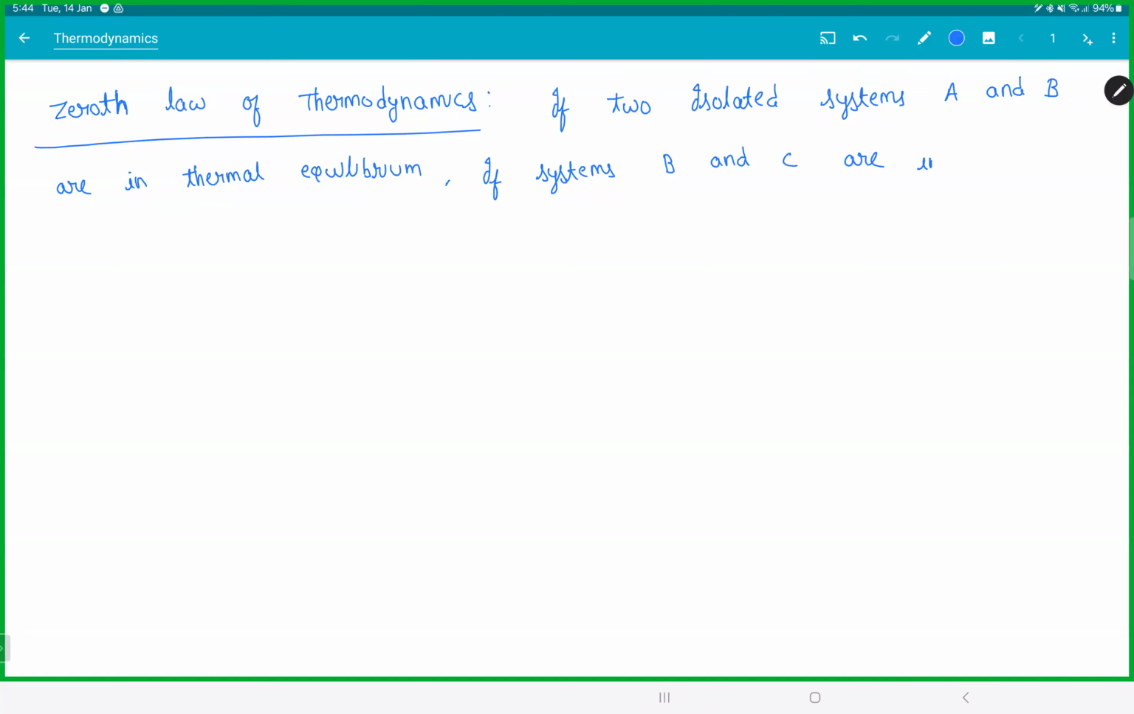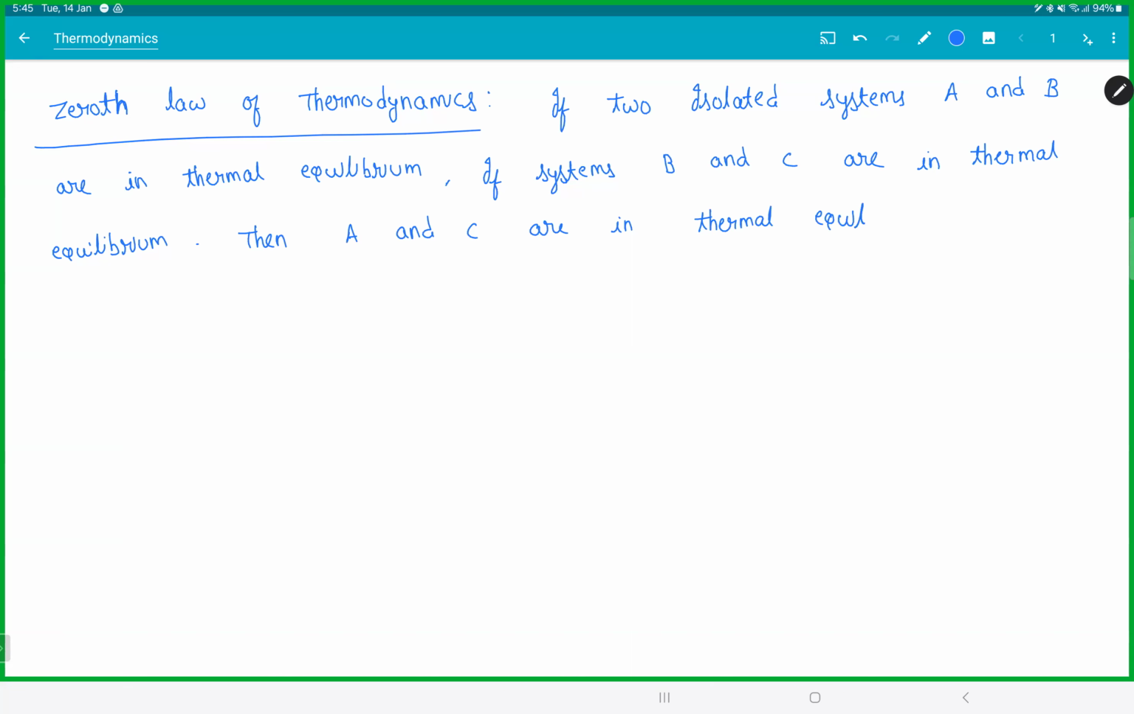If systems B and C are in thermal equilibrium, so when they're brought into contact, there'll be no heat exchange. Then A and C are in thermal equilibrium. So if A and B have the same temperature and B and C have the same temperature, then A and C will have the same temperature.